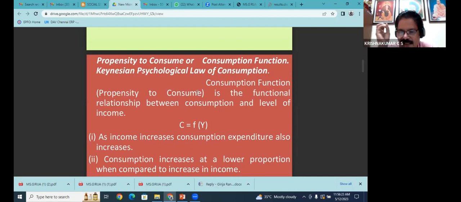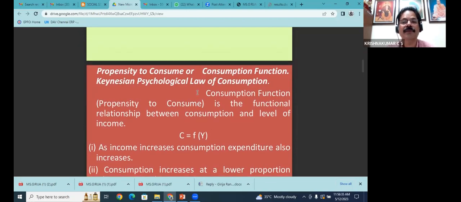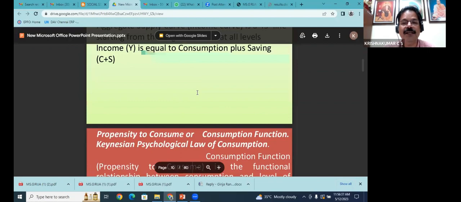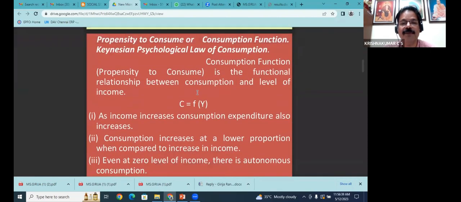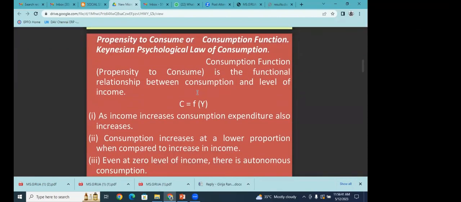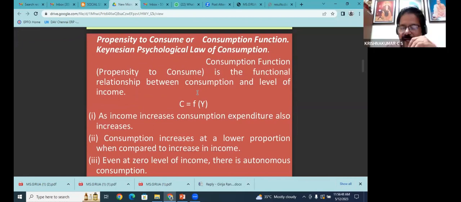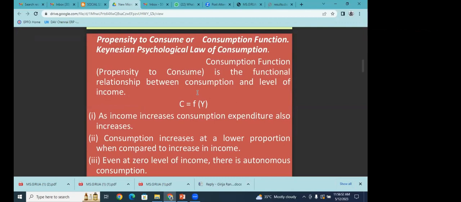As income increases, consumption also increases. But will consumption increase at the same proportion as income increases? No. Why? Because a part we will save also. As income increases, people will have the tendency to save.